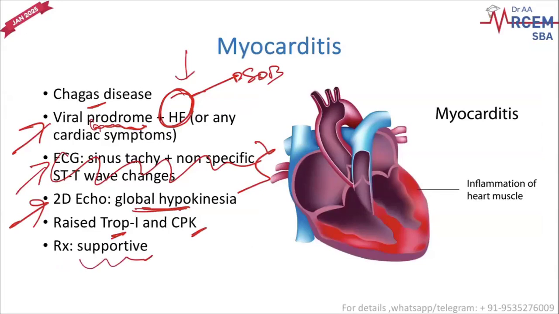It's just supportive management. If heart failure comes, then we will give heart failure treatment. If the predisposing viral infection is still persistent, then you'll be treating symptomatically. For most viral infections, we do not have any treatment at all except the herpes one. So there is no specific treatment for viral infection; it has to recover on its own.